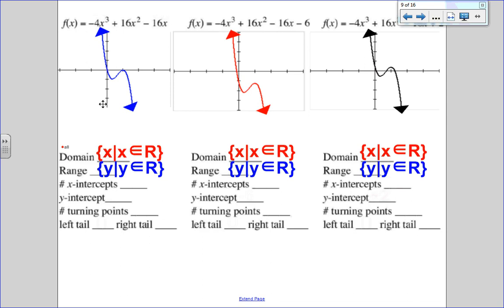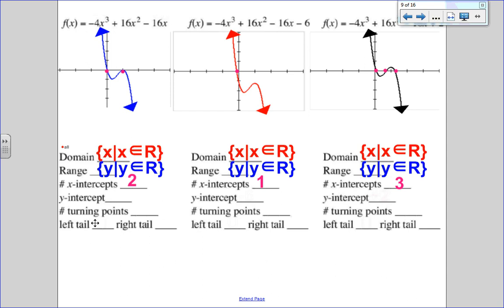But let's continue on here. So this blue graph here has two x-intercepts. The red graph has 1. The black graph has 3. So it looks like I'm seeing 1, 2, or 3. I'm curious if I'm going to see an example where there's 0 x-intercepts.